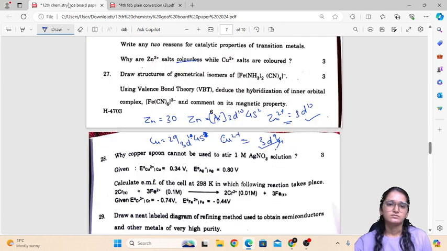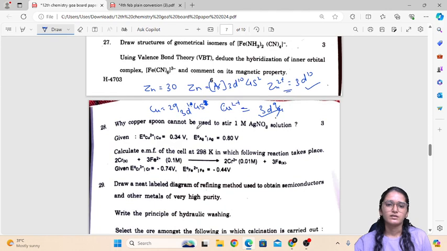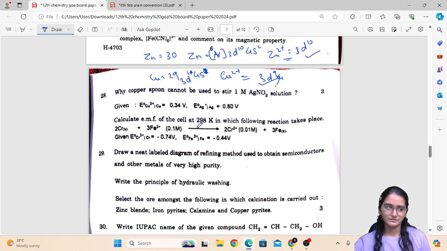Okay, so this is about this question. Now next is the 28th question, which is from electrochemistry. Why can a copper spoon not be used to stir 1 molar silver nitrate solution? Now this is a simple, theory based question. Why can a copper spoon not be used to stir 1 molar silver nitrate solution?